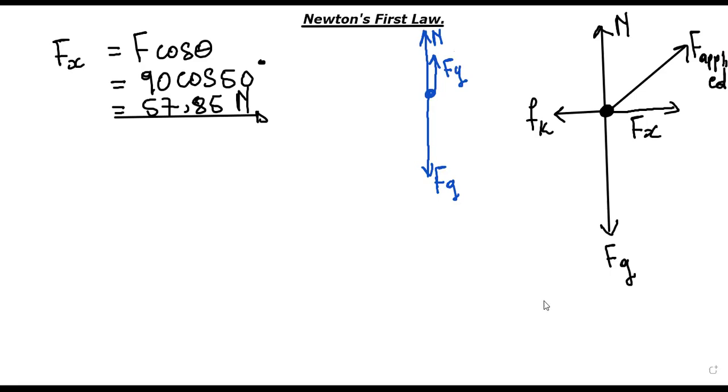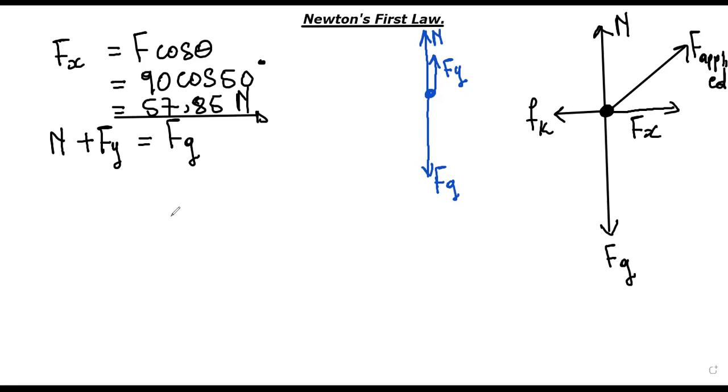Right. So in this case, because a force is pulling this block upwards at an angle, you must know that if you take your normal force and add it to the vertical component of the applied force, this is going to give you the gravitational force.